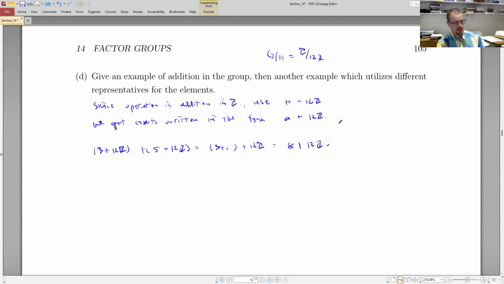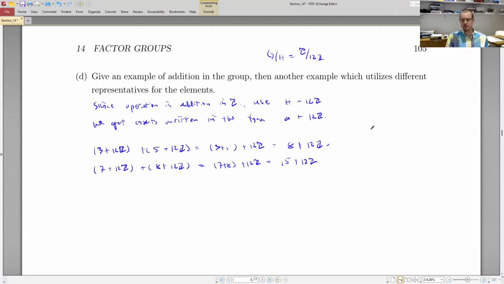But what I could do is look at different representations for 3 or 5, or just take a look at some different things that extend beyond. So for example, 7 plus 12Z plus 8 plus 12Z, right? Both of these are convenient because 7 is between 0 and 11 inclusive. So this is what I would expect to see as I work with elements. However, what that's going to give me is 7 plus 8 plus 12Z. 7 plus 8 is 15. And that just feels a little bit weird. 15 plus 12Z.